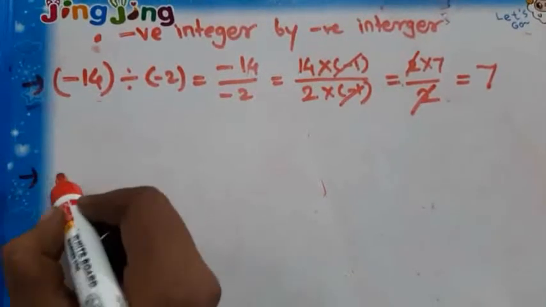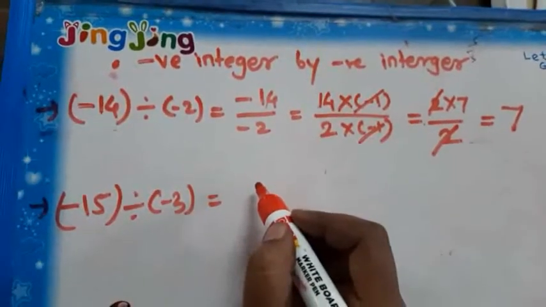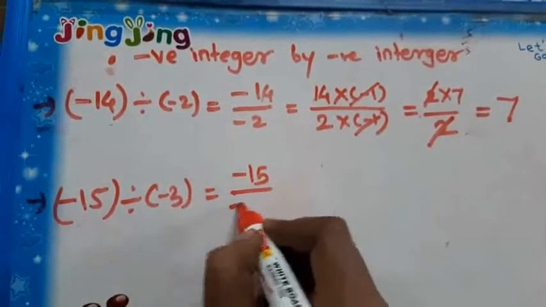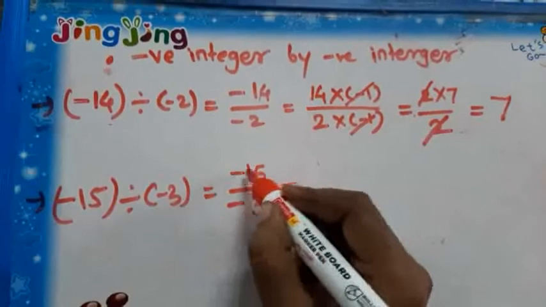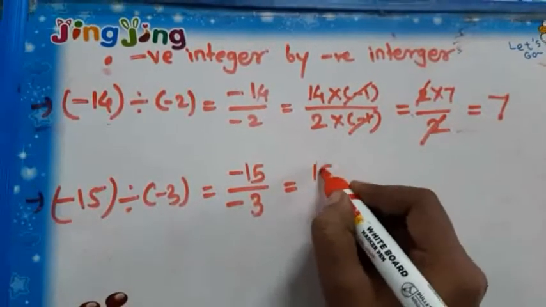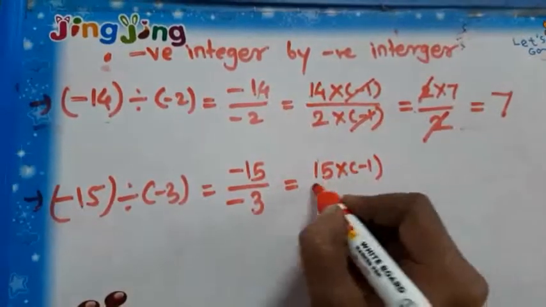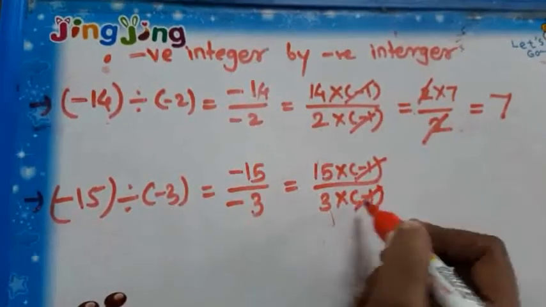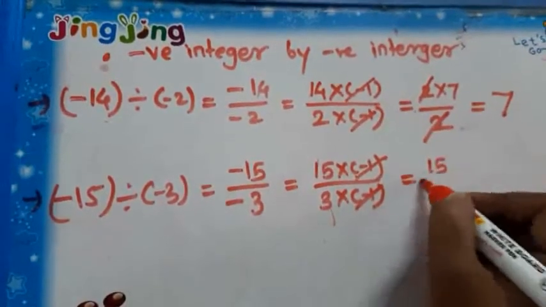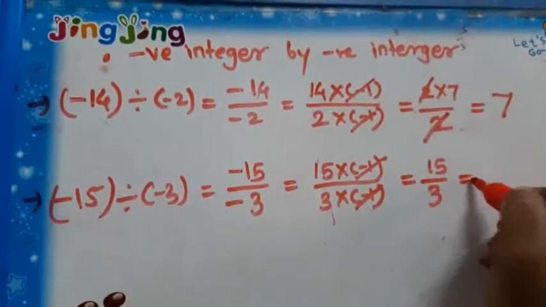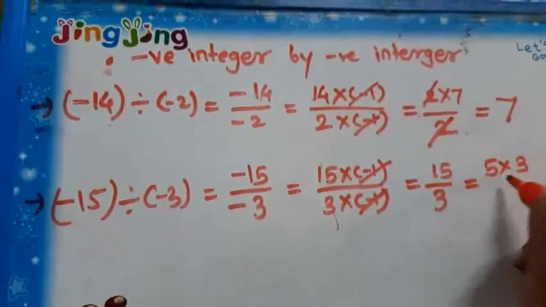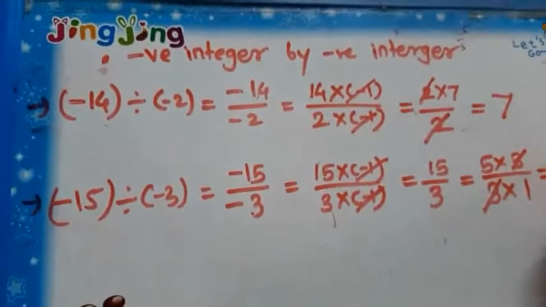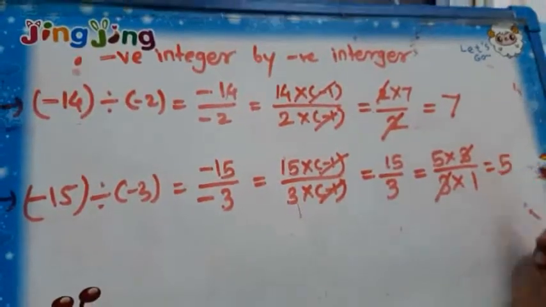Consider the second example, minus 15 divided by minus 3. It can be written as minus 15 divided by minus 3. Here also write the negative sign separately: 15 into minus 1 and 3 into minus 1. Again it will get cancelled. 15 divided by 3. So 15 can be written as 5 into 3 divided by 3 into 1. So 3 gets cancelled. Answer will be positive 5.